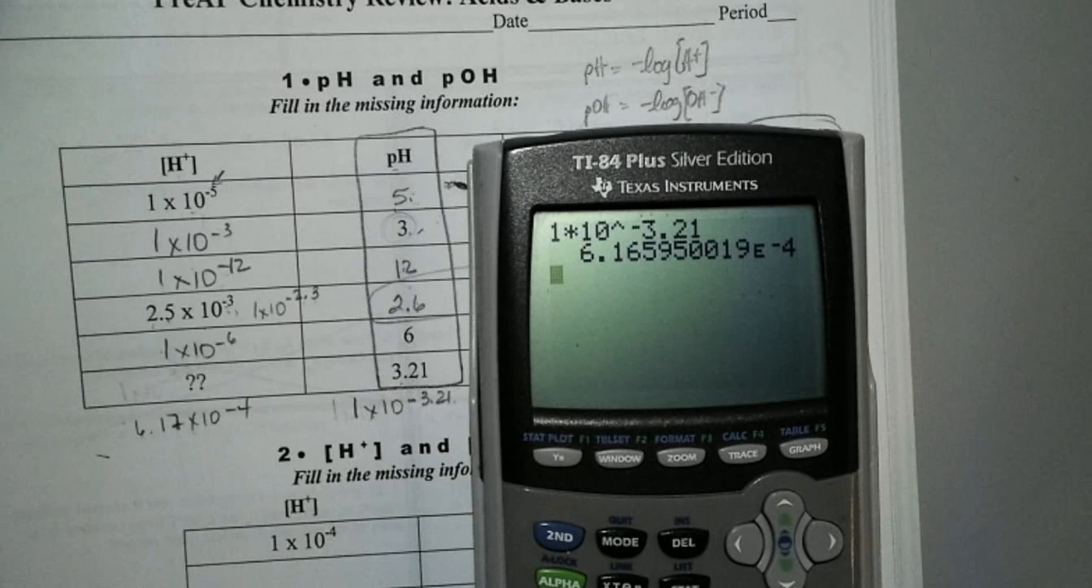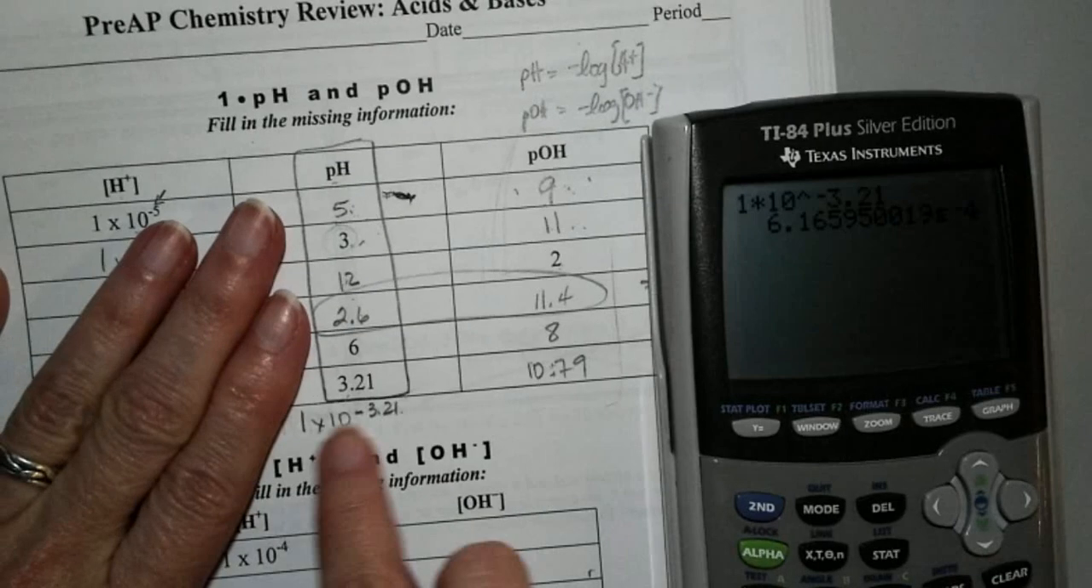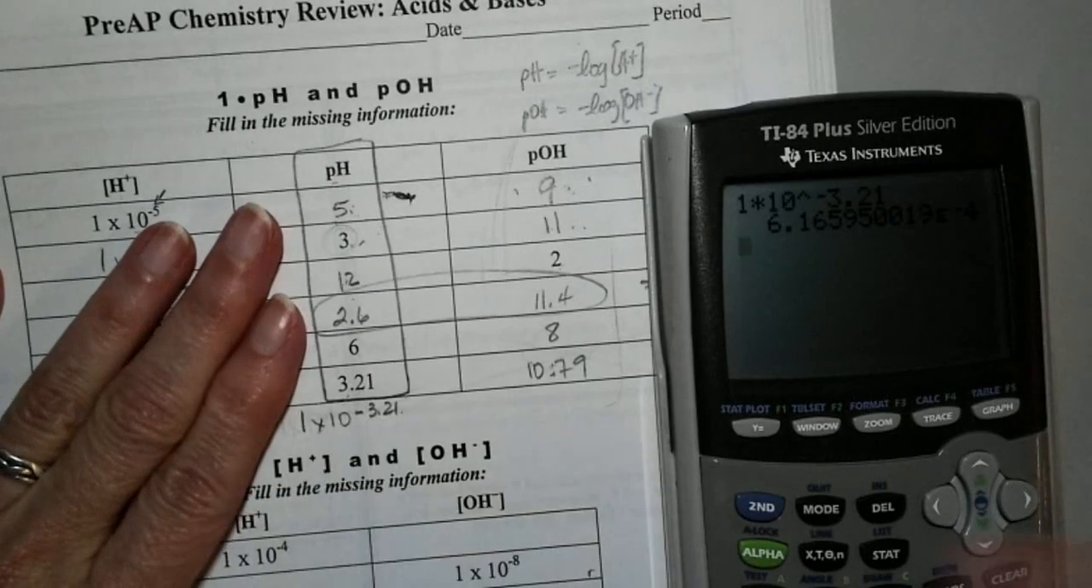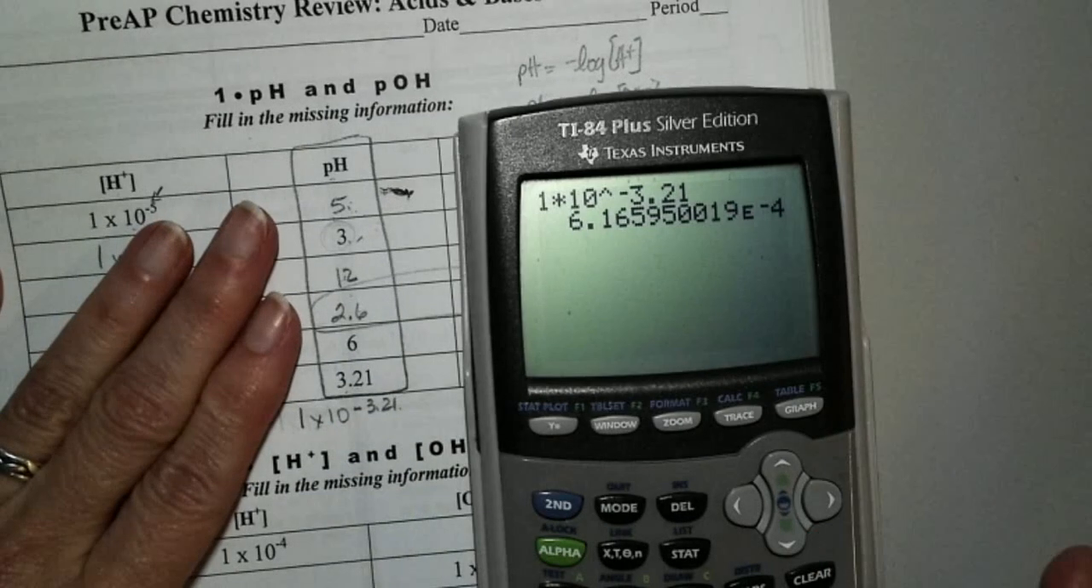Did you guys get this? Yes, no? Yeah. I think there's an even simpler way to do that than this, but I think this is the way it works, because really that's exactly what it is: 1 times 10 to the negative 3.21. All I did is say it's 1 times 10 to whatever, but it's 10 to the negative 3.21, so it wouldn't let me do that as an inverse log.